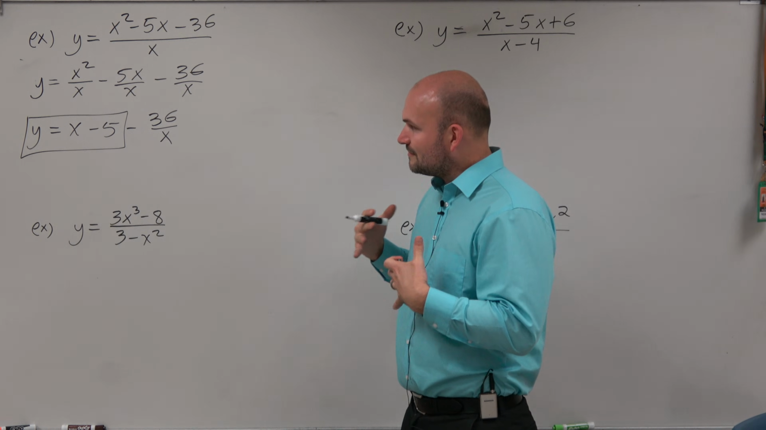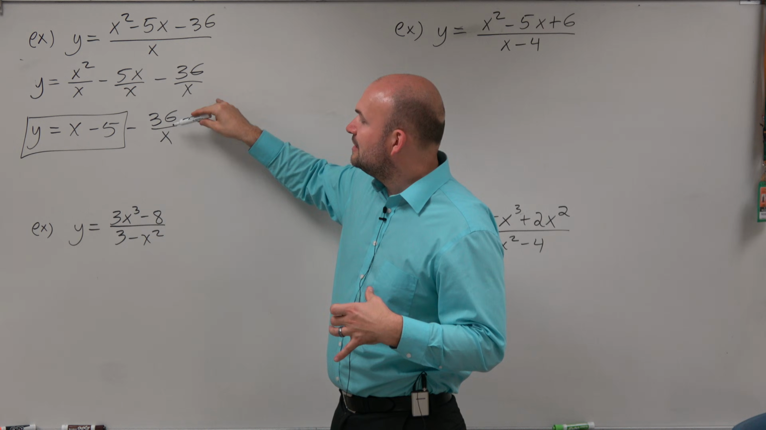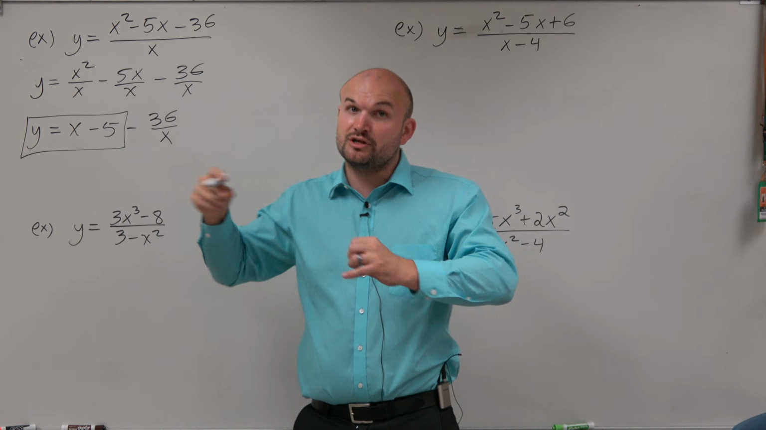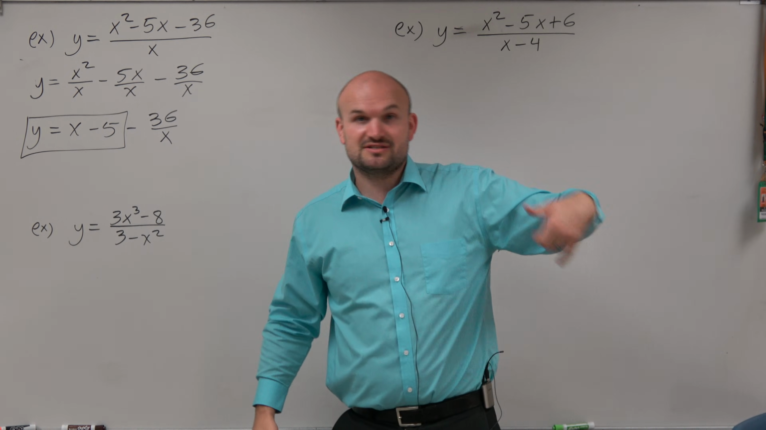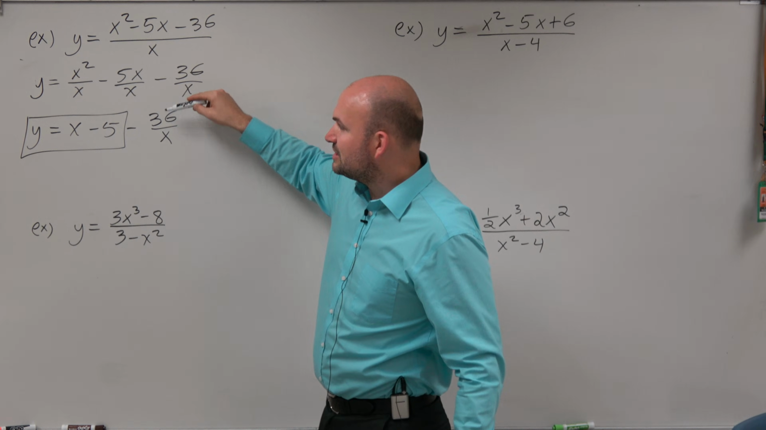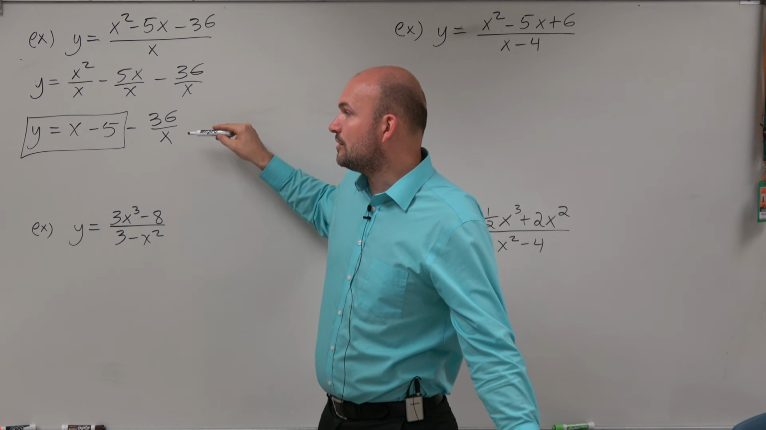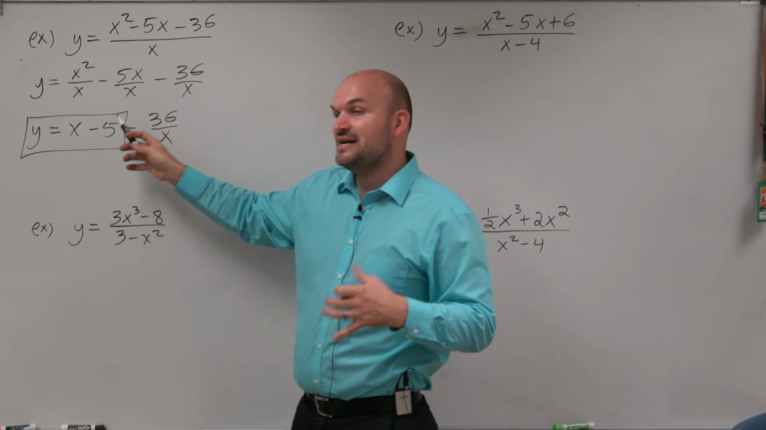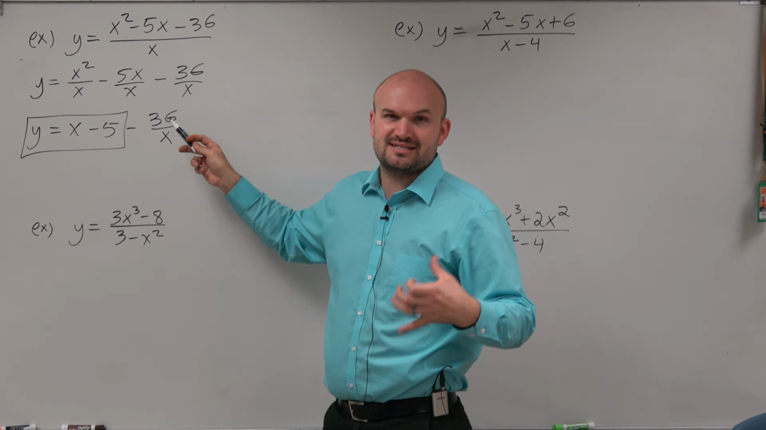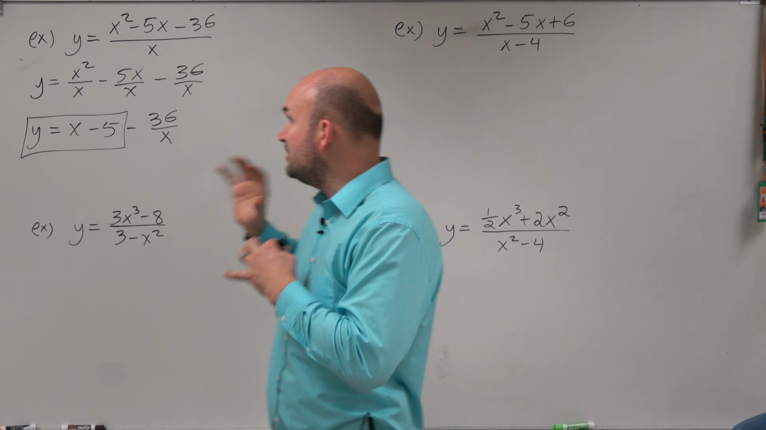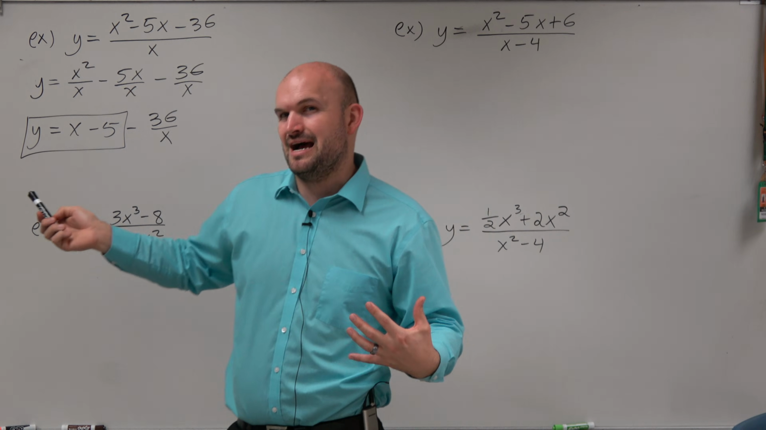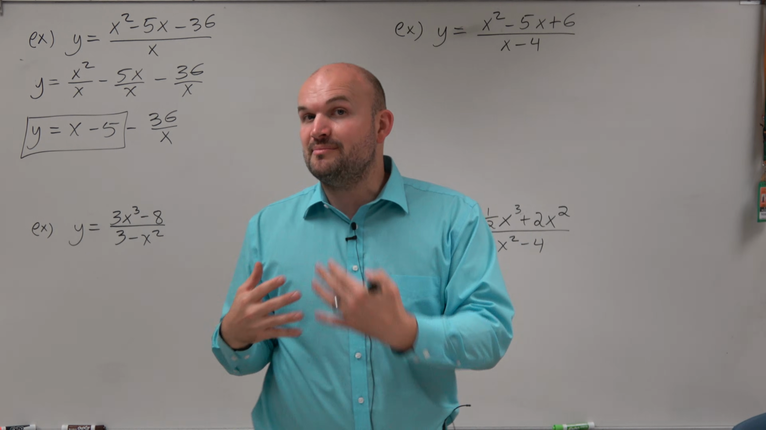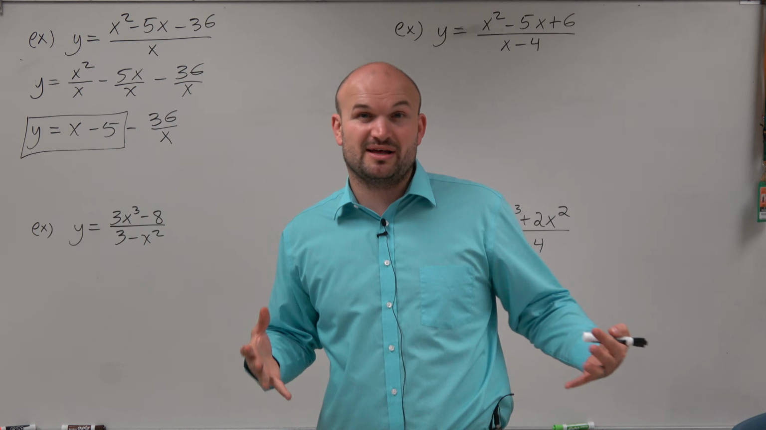The reason is, as we keep entering larger and larger numbers for x, or really, really small numbers for x, like negative 1,000 or negative 1,000,000, 36 over a really, really large number goes to 0. So the oblique asymptote is really just going to take the shape of y equals x minus 5, the quotient, and not deal with what's left as the remainder. When you have a rational function with a monomial in the denominator, this is the easiest way to find the quotient. However, there are going to be problems where you're going to have to use long division, and I'll explain when we get to those problems.